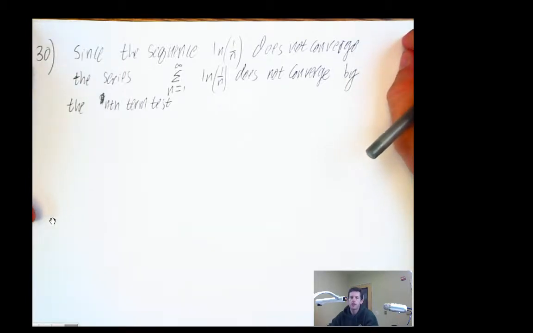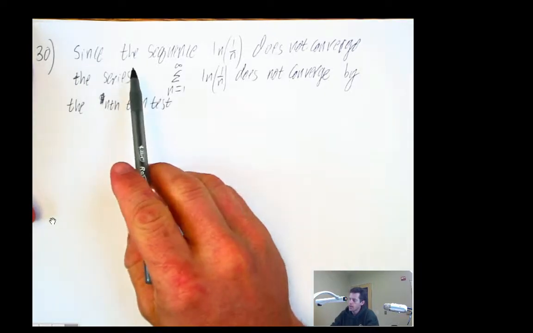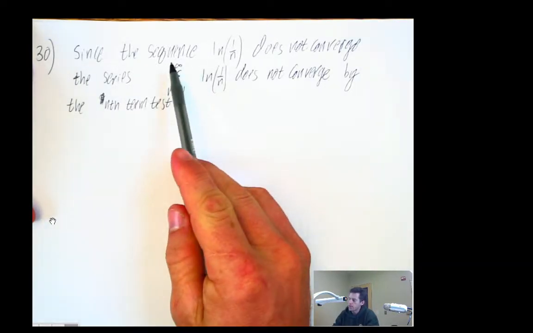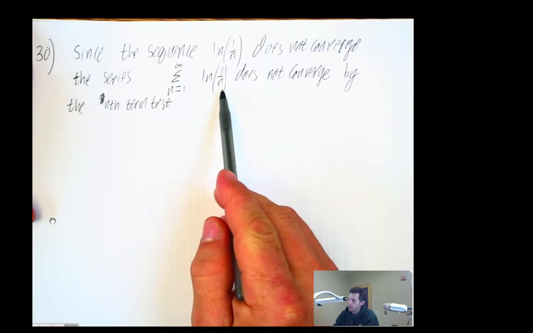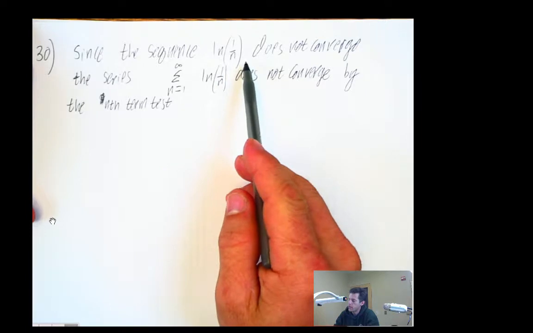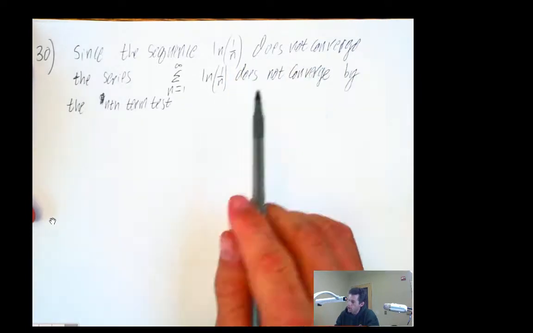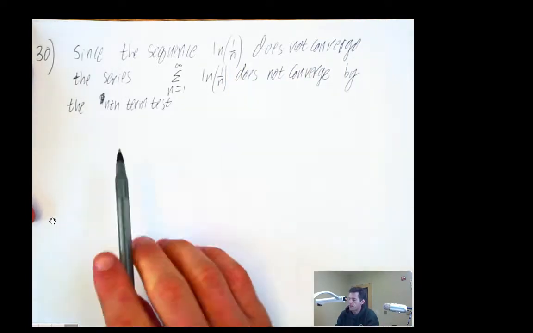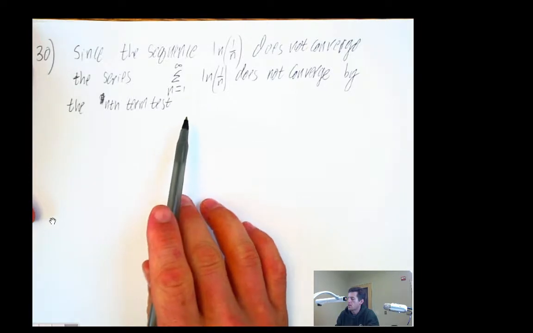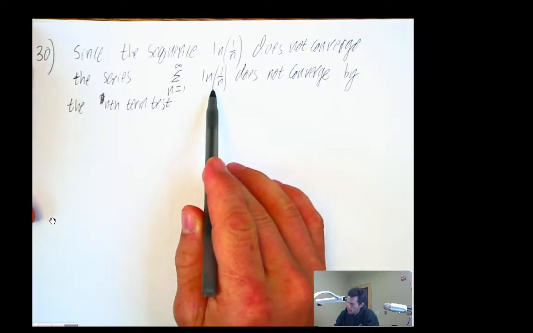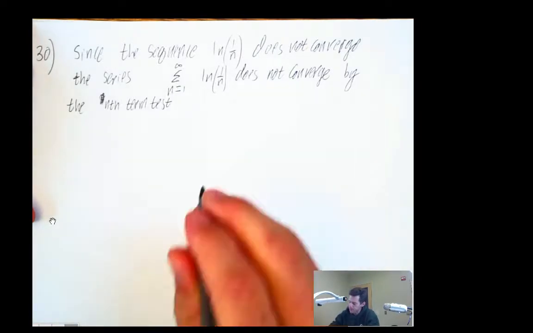Looking at number 30, I see a series that does not converge, and the reason I know it doesn't converge is because, okay, so this is the series that I'm looking at from the textbook. The sequence of terms from that series, 1 over n, does not converge. And so the nth term test says that the series here does not converge.